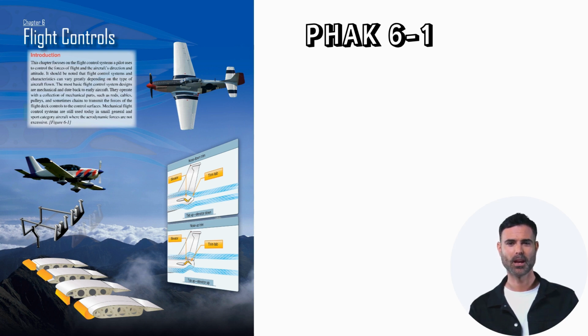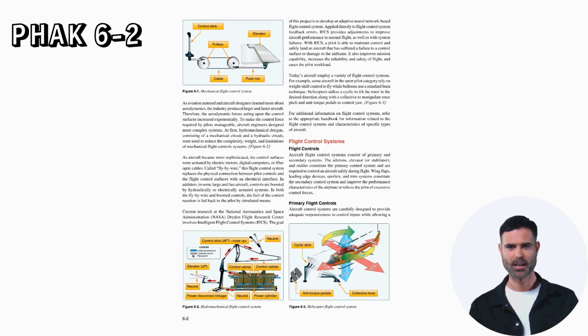They operate with a collection of mechanical parts, such as rods, cables, pulleys, and sometimes chains to transmit the forces of the flight deck controls to the control surfaces. Mechanical flight control systems are still used today in small general and sport category aircraft where the aerodynamic forces are not excessive. As aviation matured and aircraft designers learned more about aerodynamics, the industry produced larger and faster aircraft. Therefore, the aerodynamic forces acting upon the control surfaces increased exponentially.